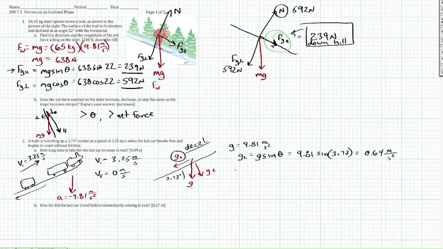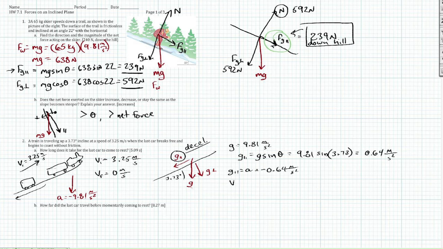So we'll say our g parallel equals the acceleration. And in this case, we can look at this and say, okay, it's going to serve as a deceleration, you might say. So we'll put a negative in front of it, but that's really just the absolute value of the acceleration force. Negative 0.64 meters per second squared.